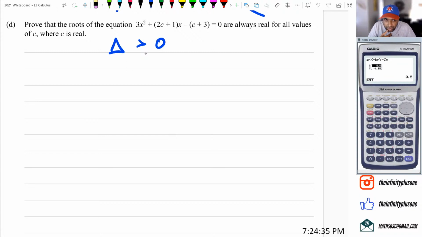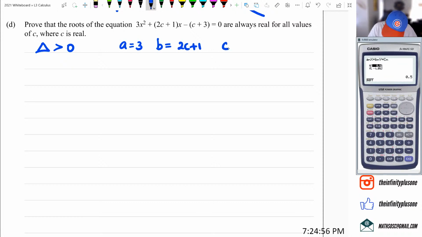Now, if we look at the discriminant here, let me just move that out first. We want to prove that the discriminant is always positive, which tells us that the roots of the equation are always going to be real. Now, we're going to have our values. a is equal to 3, b is equal to 2c plus 1, and c is equal to negative, and I'm going to make sure I put that bracket around there, negative (c plus 3).